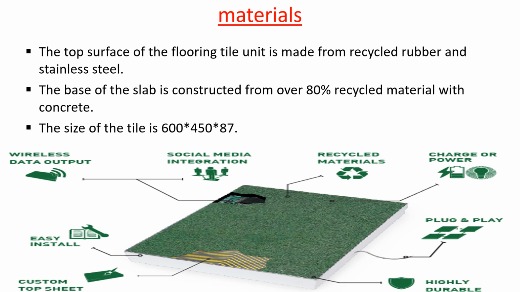Now let's take a look at the flooring tile and what it is made up of. The top surface of the flooring tile unit is made from recycled rubber and stainless steel. The base of the slab is constructed from over 80% recycled material with concrete.